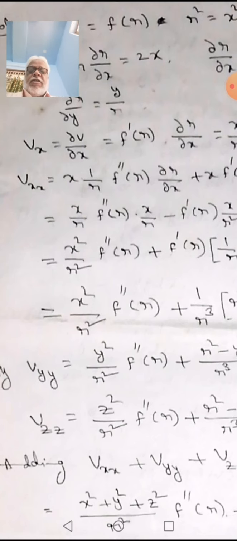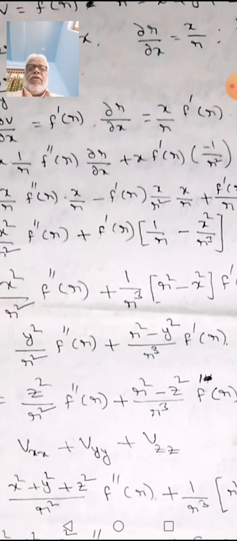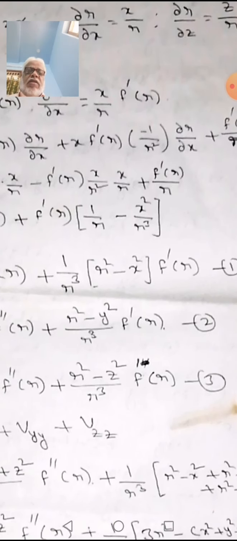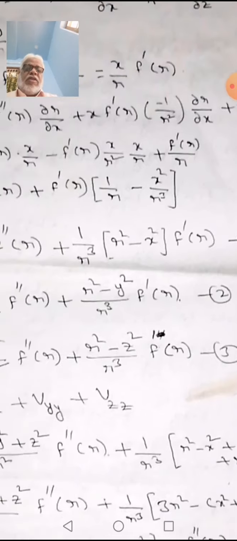So finally vxx is x square by r square f double dash r plus, the LCM is r cube, so r square minus x square, 1 by r cube, f dash r. Take this as the first equation.